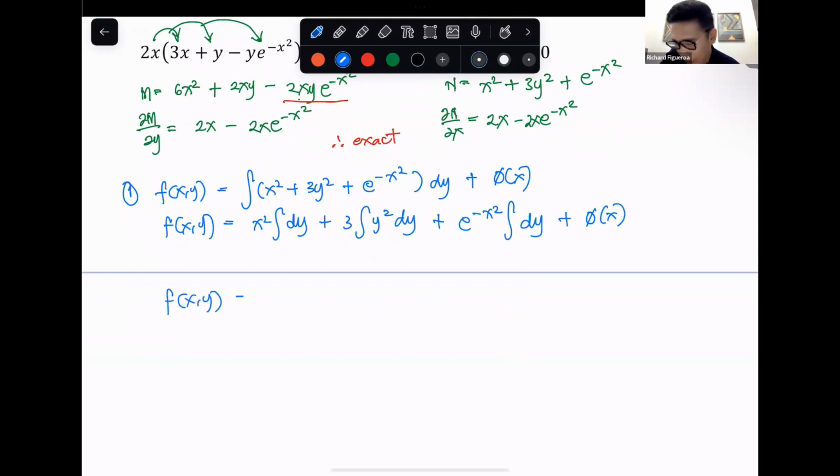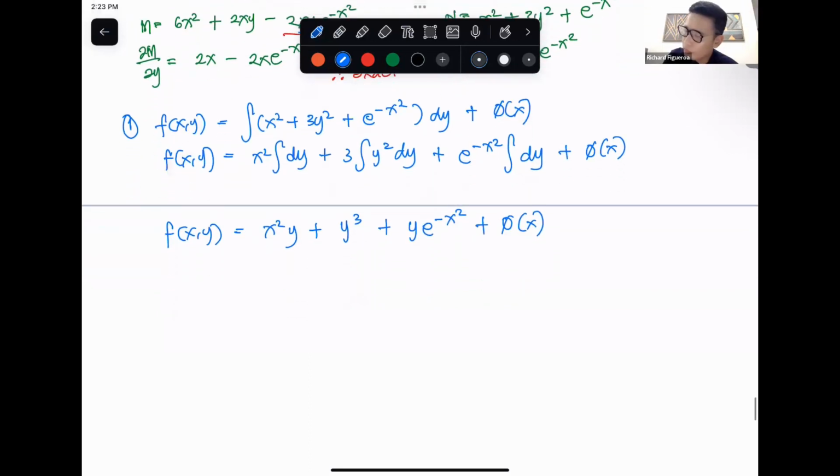So f of x,y: x squared, the integral of dy is y, plus 3, the integral of y squared is y cubed over 3, so the 3 cancels. What remains is x squared y plus y cubed. And lastly, the integral of e raised to negative x squared dy is y e raised to negative x squared, plus p of x. That's the first step.